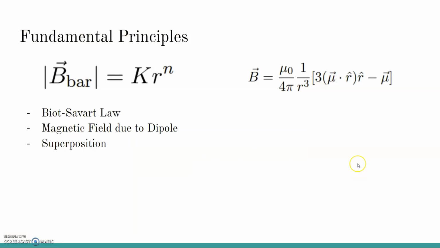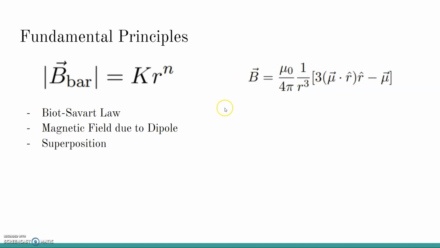So there were a few fundamental principles that went along with this lab. First, we have a variation of the Biot-Savart law. On the left you can see B bar is equal to K R to the power of N. This N here is what we find through our data. However, we expect N should be around -3 because we expect as the distance increases, the magnetic field to decrease.